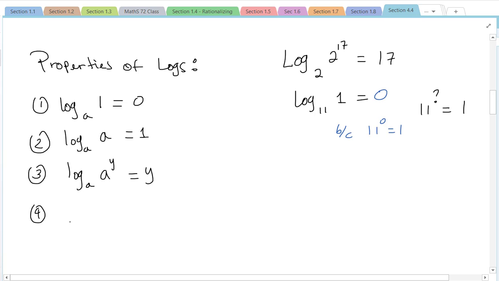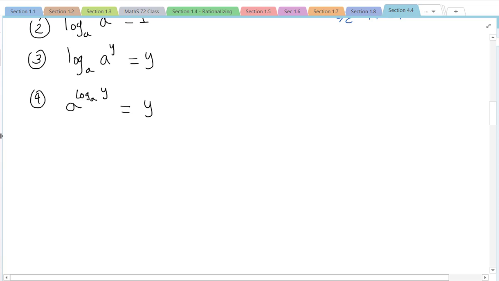And the last one, if I have the reverse of this, if I have a to the log base a of y, then I'll get y. Remember, logarithms and exponentials are inverses of each other. So if I have a log base a of an exponential of the same base, I get the exponent. Likewise, in property 4, if I have an exponential of base a where my exponent is a log of the same base, then I'll just get the inside, the y. So those are our properties. Now let's go into the laws of logarithms.